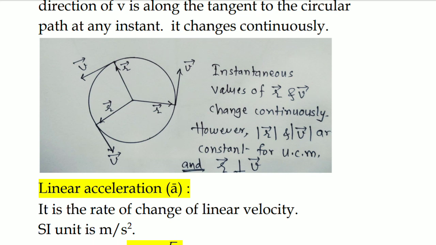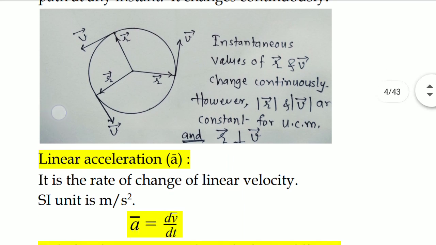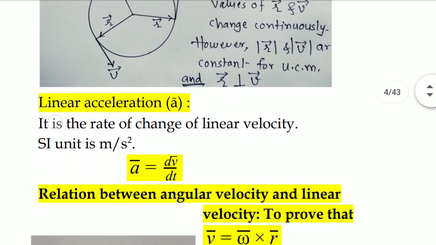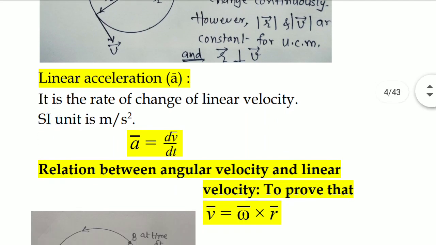So the instantaneous values of vector r and vector v, as we were saying, vector r changes its value continuously, and vector v will also be changing its value continuously in such a way that vector r and vector v are always perpendicular to each other when a particle is performing circular motion. Even if their magnitudes remain the same, the vectors are changing.